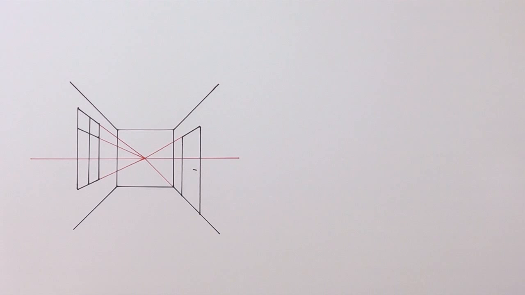In this part we will summarize the points covered so far, using a drawing of a room. First, notice how distance affects the size. See how the sides of the window and the door that are closer to us are bigger than the sides that are further away.